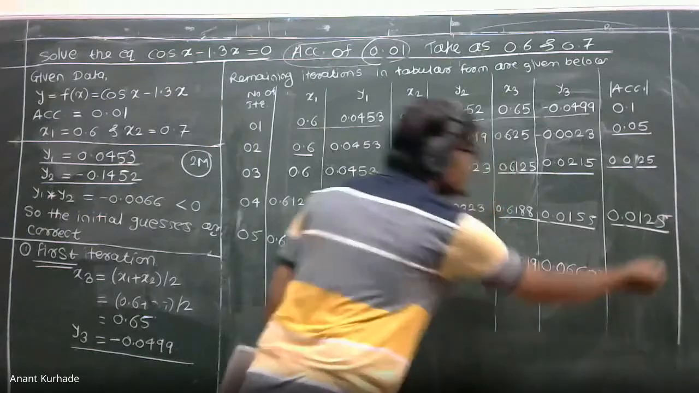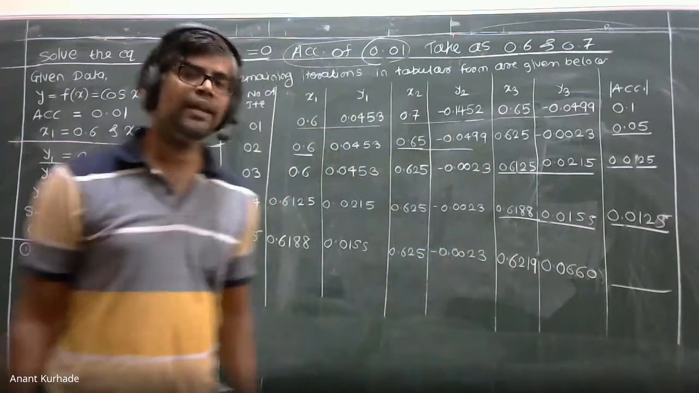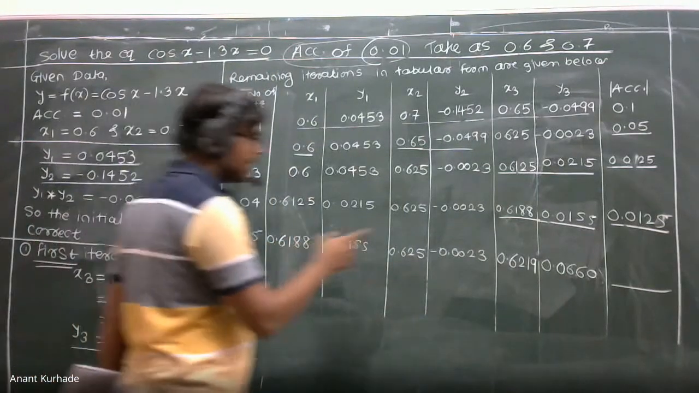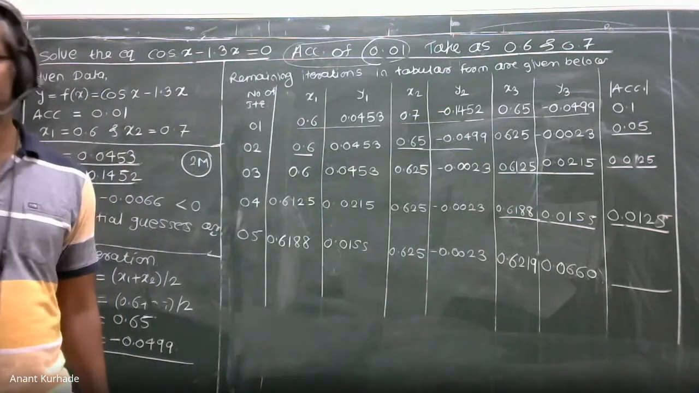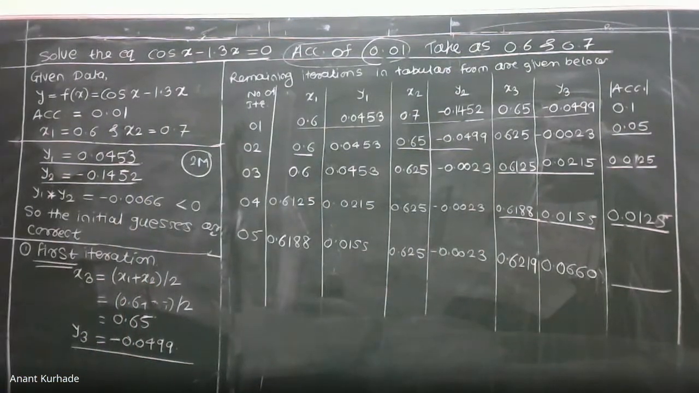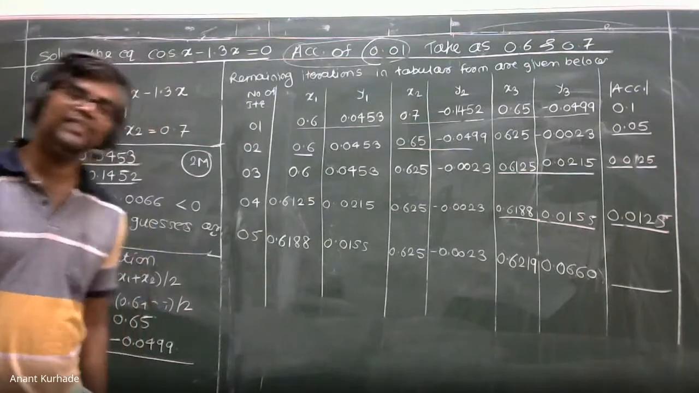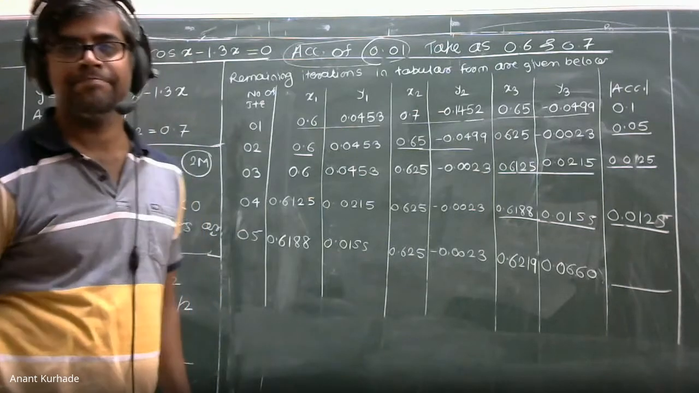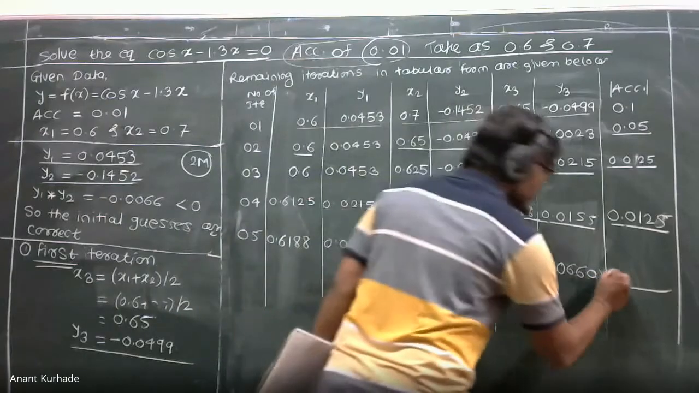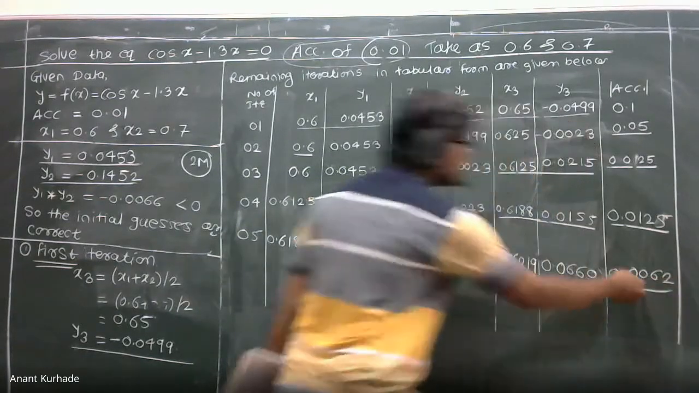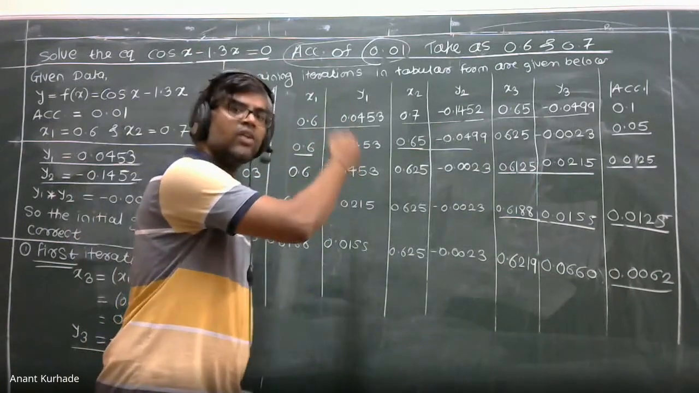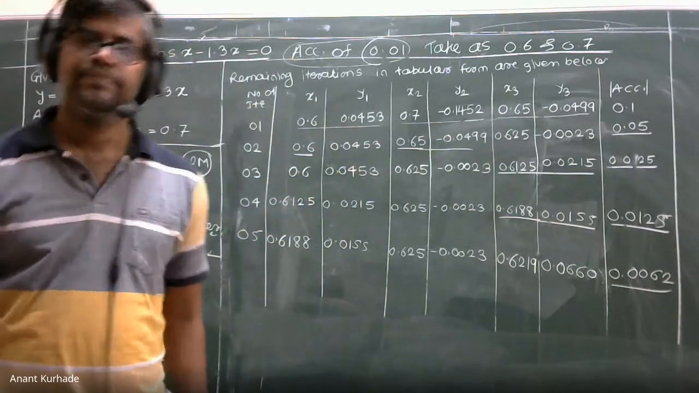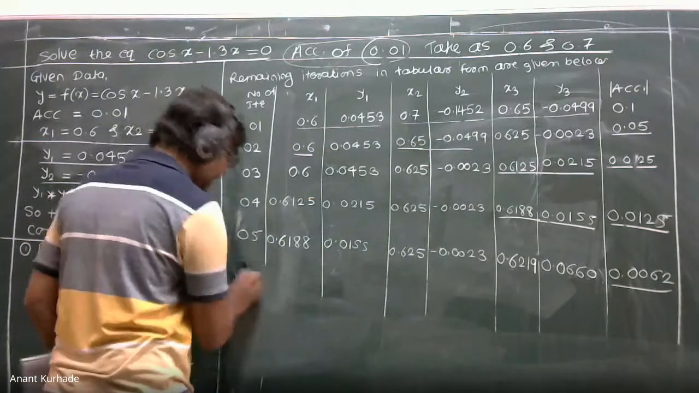What is the accuracy? x1 minus x2. What is accuracy? 0.0062. So this obtained accuracy, is it less than or greater than the given accuracy? Less than. So you can stop here.